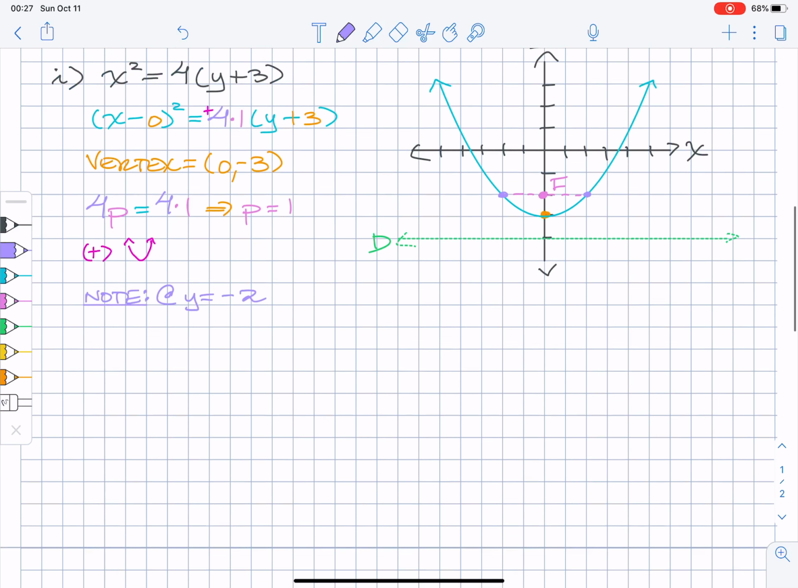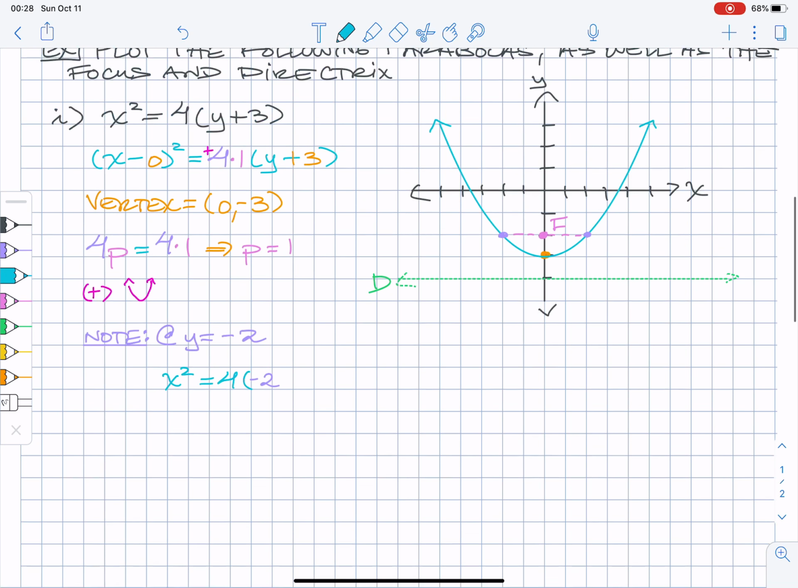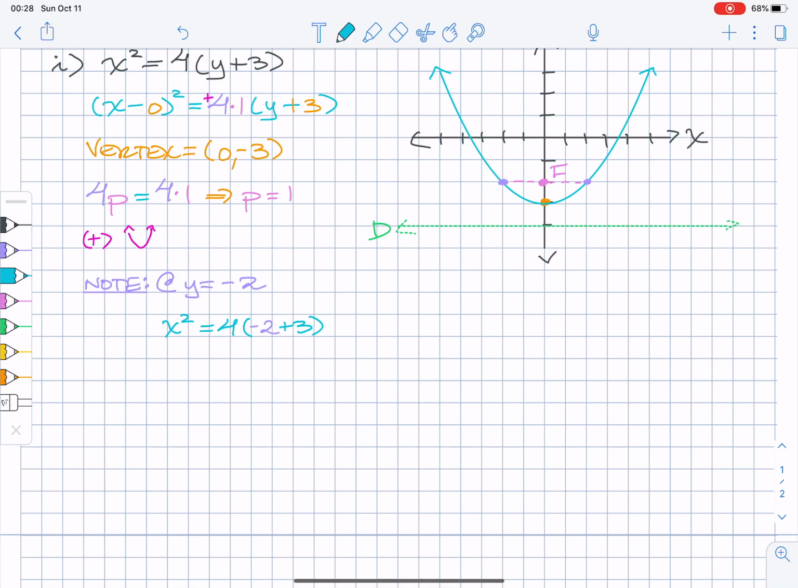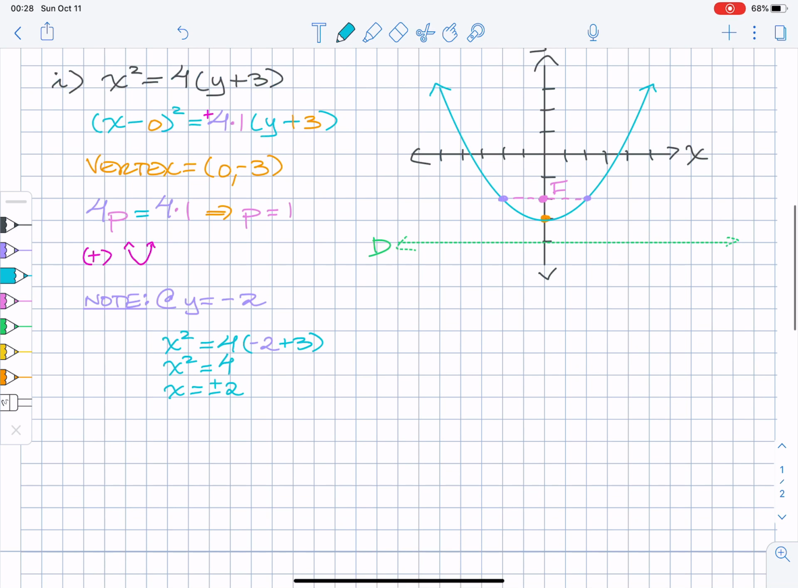So let's plug that in. I would get x squared is equal to 4 times the quantity -2 plus 3. So I get that x squared is 4, which means that x is plus or minus 2. So this is -2, this is +2. So those are the 2 points on my parabola that align with the focus if I'm parallel to the directrix.